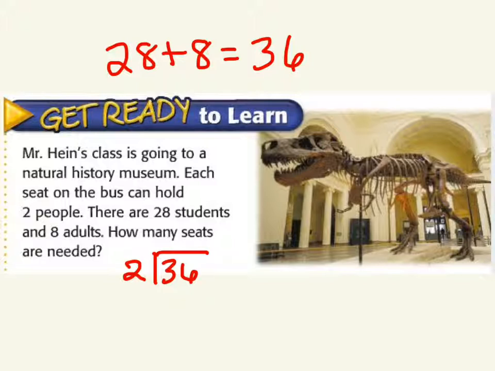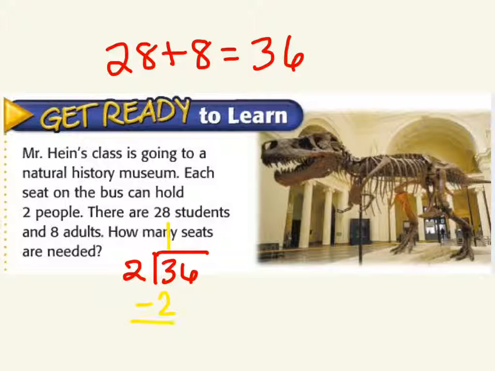With 2, I can figure out how many times it goes into 36, but sometimes we don't know those off the top of our head. Some of you might, but we don't always. So we just look at that first digit. Can 2 go into 3? It can. It can go into 3 one time. And we now multiply 2 times 1. 2 times 1 is 2.